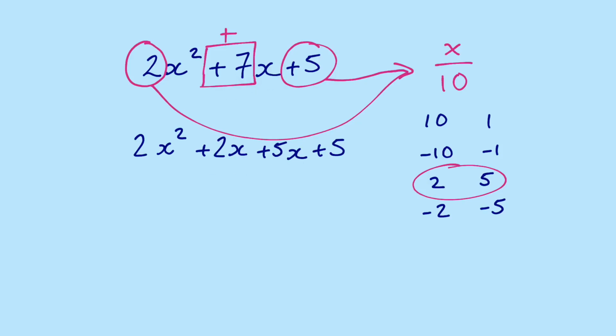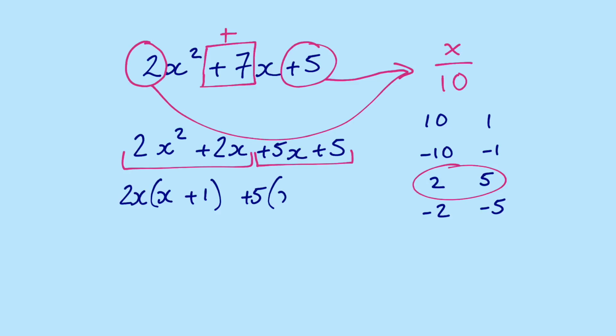The next step is I'm going to factorise these two terms and then factorise these two terms. So the factor of 2x squared and 2x is 2x. So inside my bracket goes x and plus 1. I now move over to my other two terms and find the factor that divides into both 5x and 5, and that is plus 5. Inside my bracket goes x and plus 1. Now if I've done this correctly and I factorise both these two expressions fully, I should have two identical brackets.